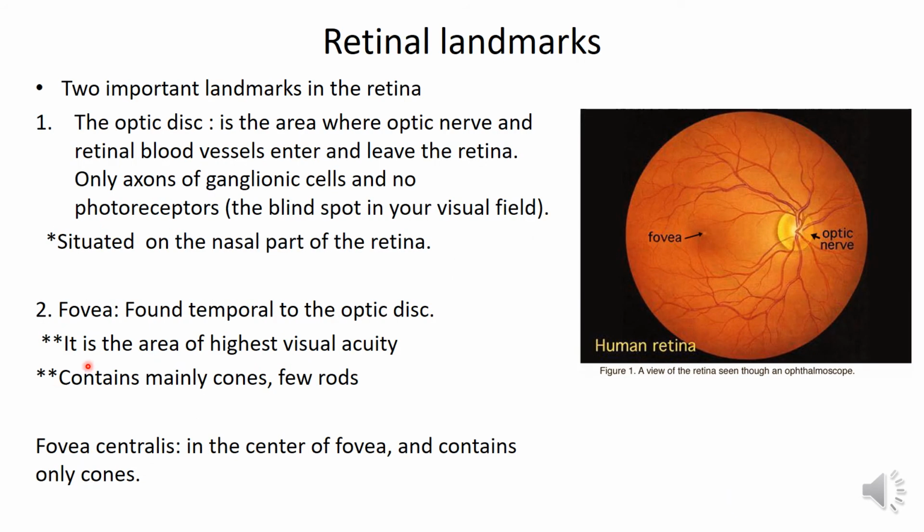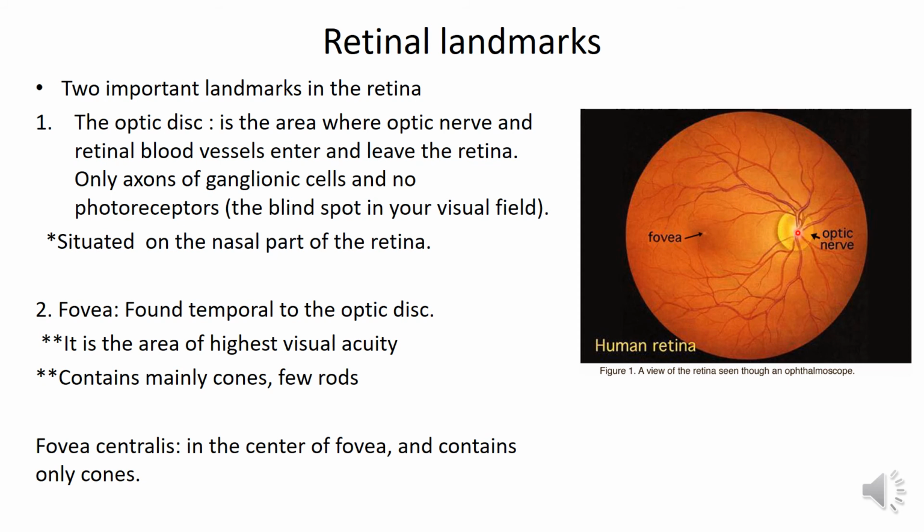Let us talk about important landmarks in the retina. We have two important landmarks. Let us start by describing the first one, this one. As you can see, it is paler than the surrounding area. It is called optic disc.